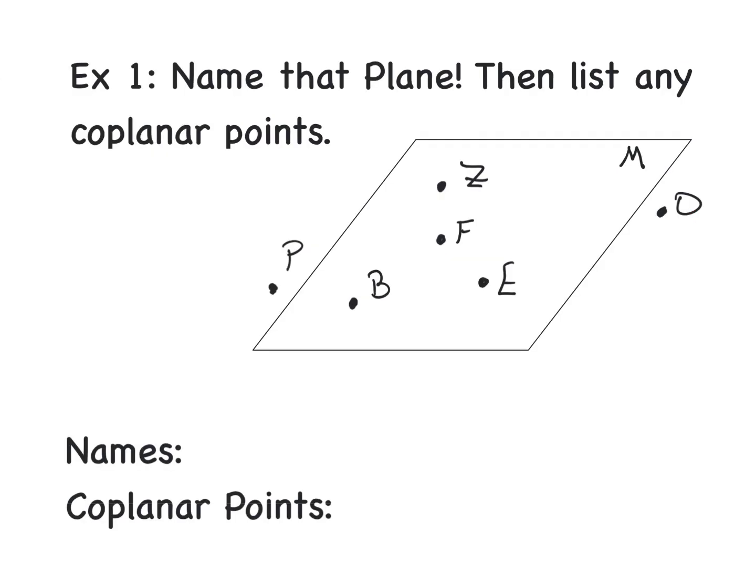So it says in example 1, name that plane. Then list any coplanar points. Okay. Does anybody remember what is the word I have to put in front when I'm naming a plane? Before I put the points, what's that word? Do y'all remember? Plane. Good. Okay. Whatever the object is we're naming is what you're going to put. If it's a point, put the word point. If it's a line, line. Ray, ray. Okay. Plane, plane. So we're going to write plane.